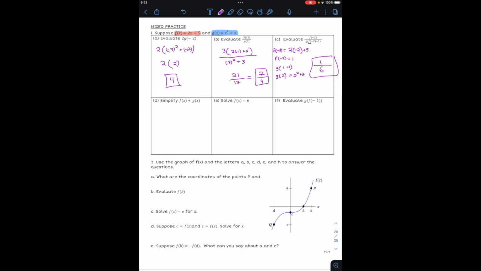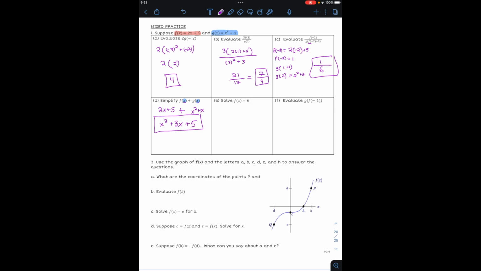Simplify f of x plus g of x. So notice how our inputs here are just x and x. So we're just going to take our functions, f of x being 2x plus 5, g of x being x squared plus x, and we're adding them together, and then we're just simplifying. So we're going to get x squared plus 3x plus 5. So we're just sort of combining the functions. The fact that the inputs were just x means we just leave the functions as is and sort of combine them into a new function.